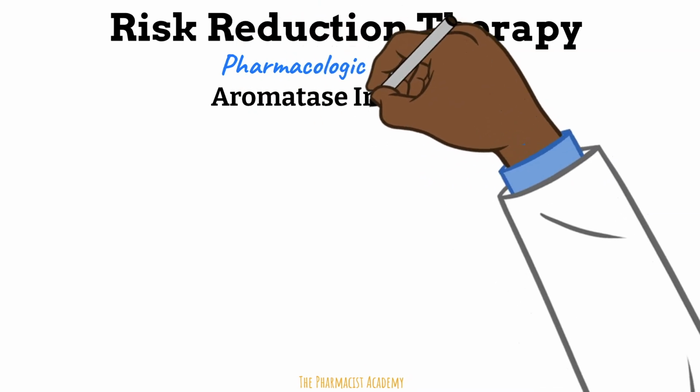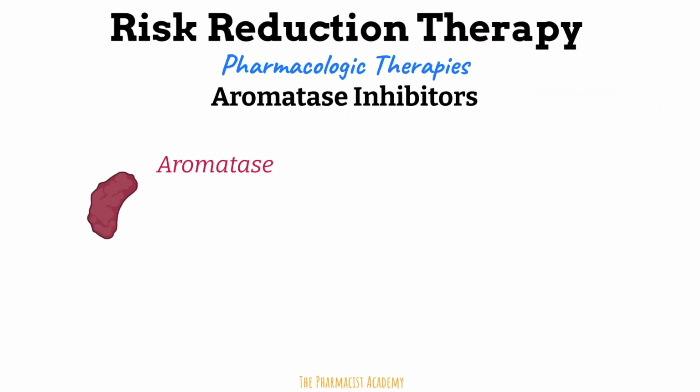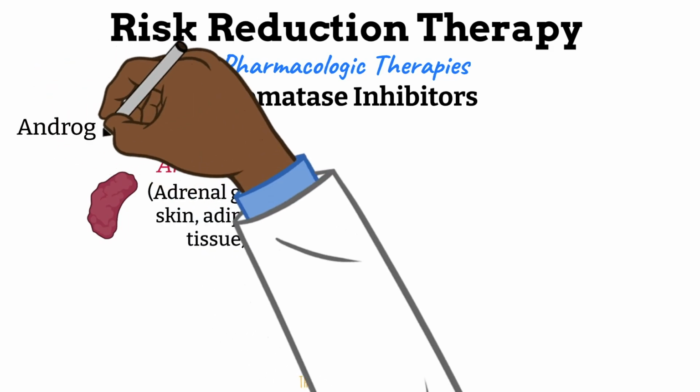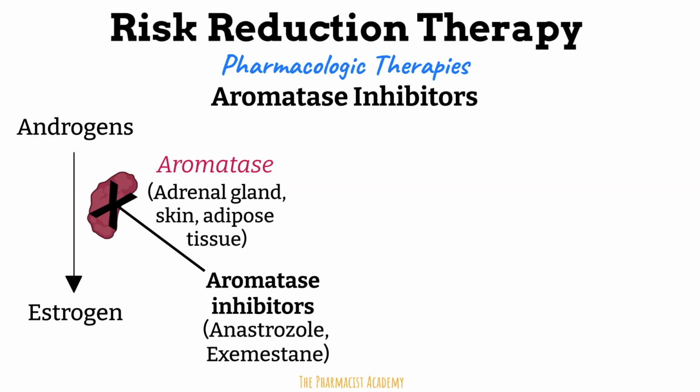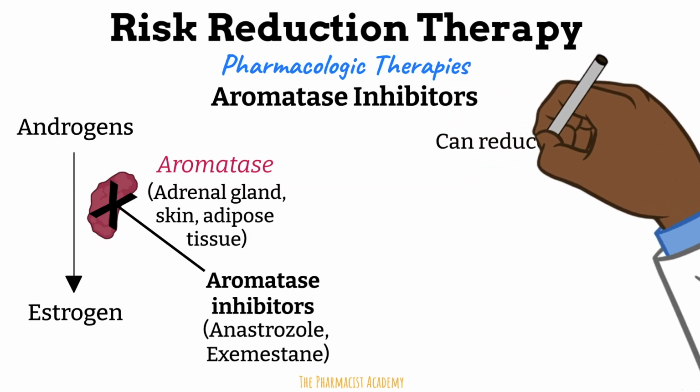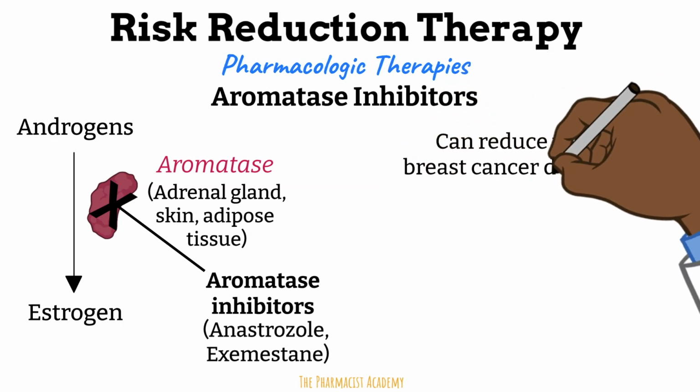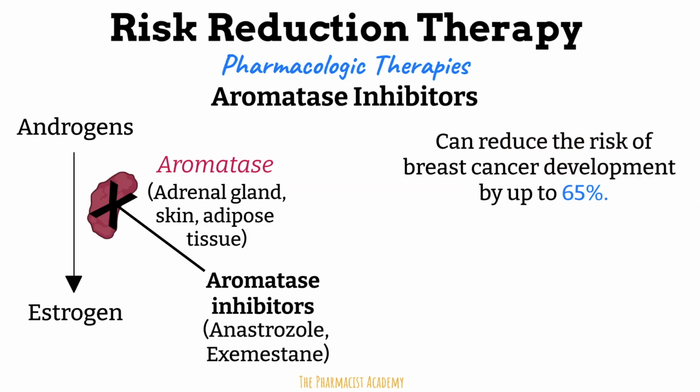Lastly, we have the aromatase inhibitors. Aromatase is an enzyme that can be found in the adrenal glands, skin, and adipose tissue. It normally converts androgens, which are sex hormones like testosterone, into estrogen. Aromatase inhibitors block the enzyme aromatase to prevent this from happening. In a postmenopausal patient whose ovaries are producing little to no estrogen, having the AIs also block this aromatase enzyme in the adrenal glands, skin, and adipose tissue will lead to even lower levels of estrogen. AIs have been shown to decrease the risk of breast cancer by up to 65%.